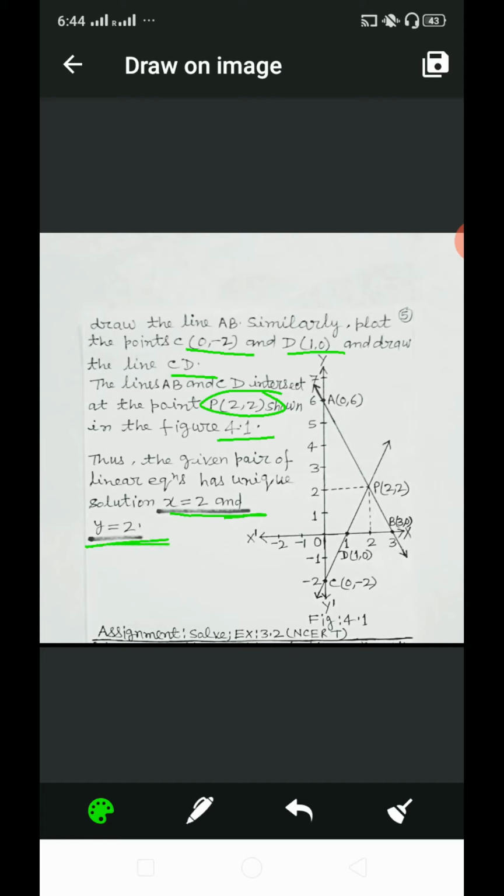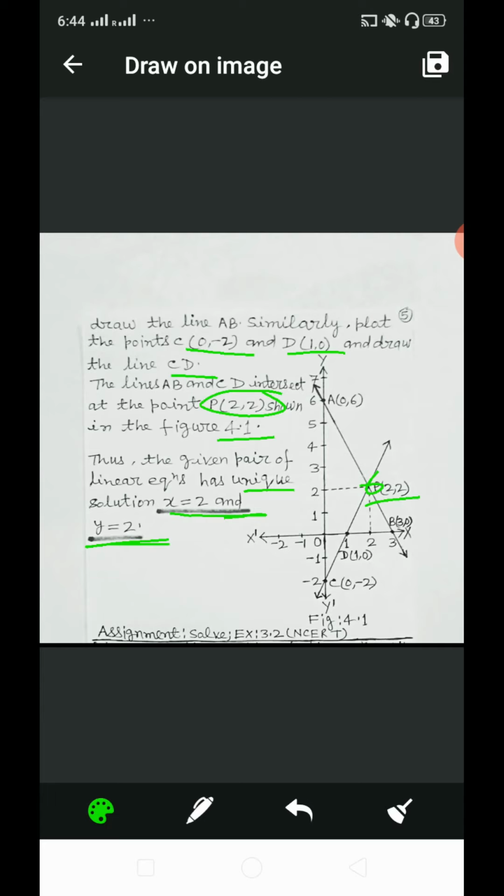Dear students, here two lines are intersecting each other at a point P having coordinates 2, 2. So, we can say that it has unique solution, and the solution is x is equal to 2 and y is equal to 2. Thank you.